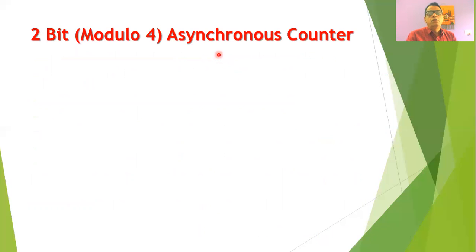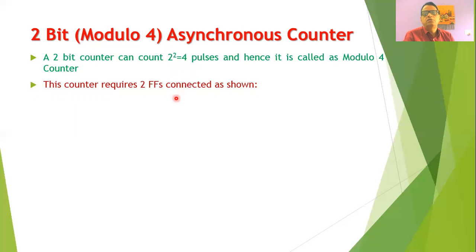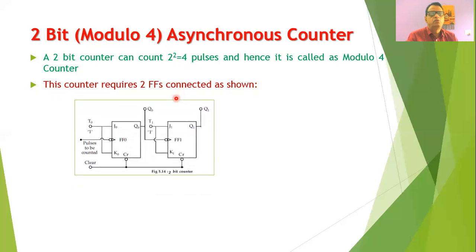Now we will go to the simplest type of asynchronous counter, which is called a 2-bit counter, or also the modulo 4 counter. This 2-bit counter can count 2 raised to 2, that is 4 clock pulses, and therefore this counter is called a modulo 4 counter. Whenever we want to construct the 2-bit counter, we require 2 flip-flops, and these 2 flip-flops are to be connected as shown in the diagram.